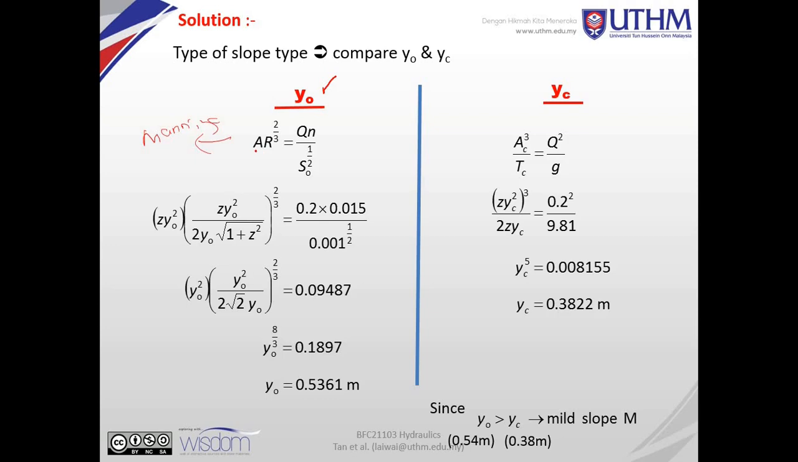So we need to expand A and R according to their respective formula. In this case, our shape is triangular, so use A and P here according to the correct formula for triangular. The right hand side of this equation is the constant or given value. Finally, when we calculate this, we will obtain y0 equal to 0.53 meter.